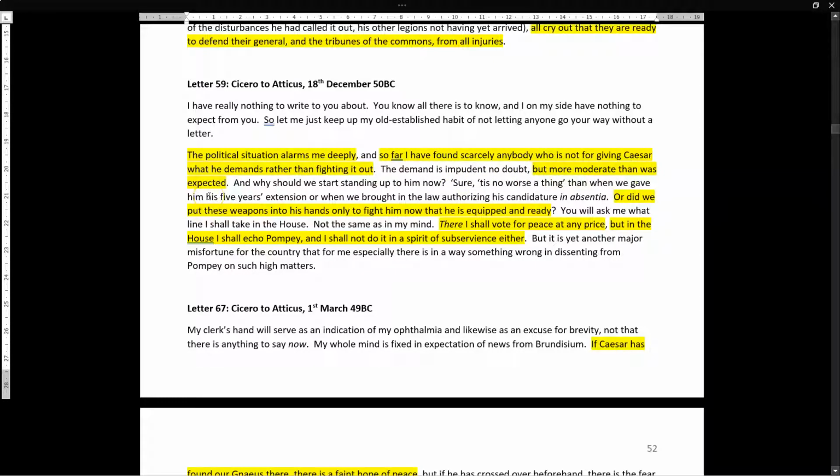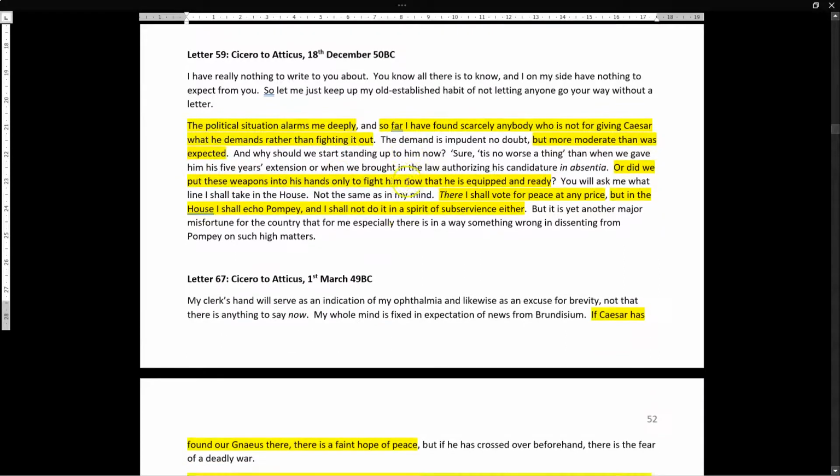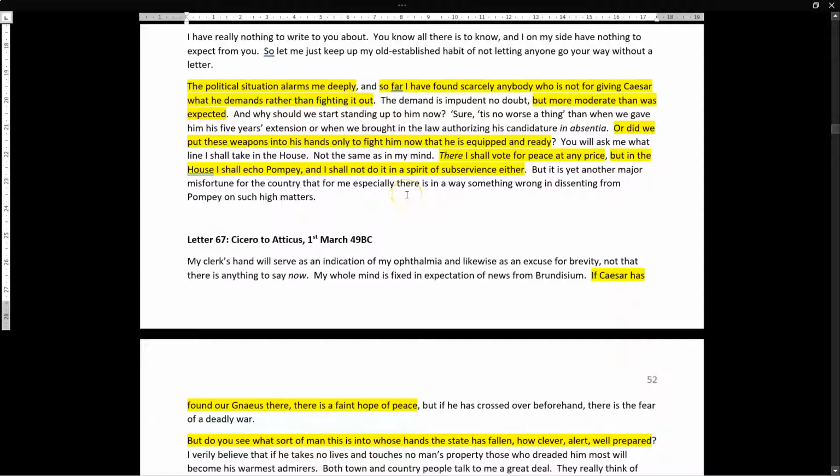So even Cicero, who's an Optimate and an ally of Pompey, is kind of going, to be fair to Caesar, he's actually not being unfair here. He's actually being a lot better than we thought he would. So he starts to weigh up, what should we do? Should we give him another extension, or allow him to stand in absentia because it's no worse than the last time we did this? Or did we put these weapons into his hands only to fight him now he's equipped and ready? So was our past behaviour what enabled him to build the support he has?